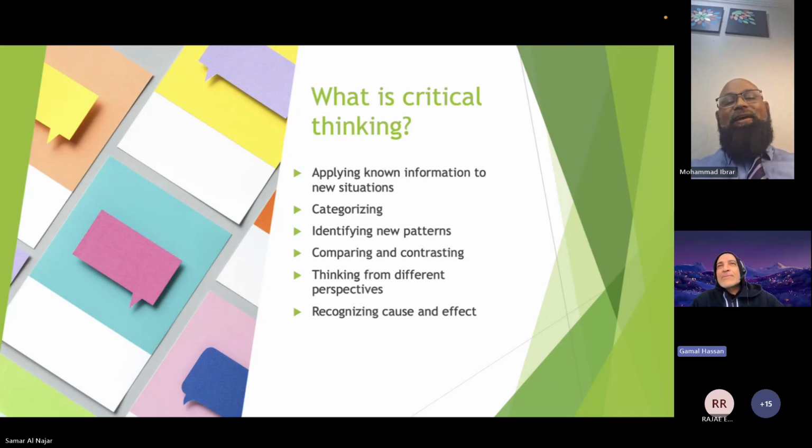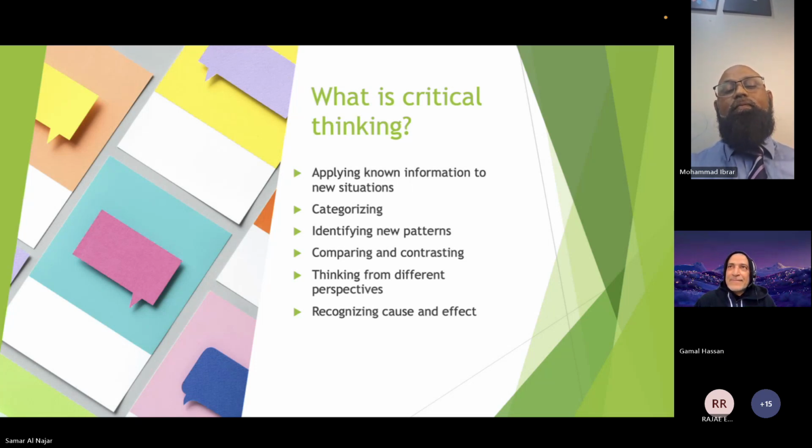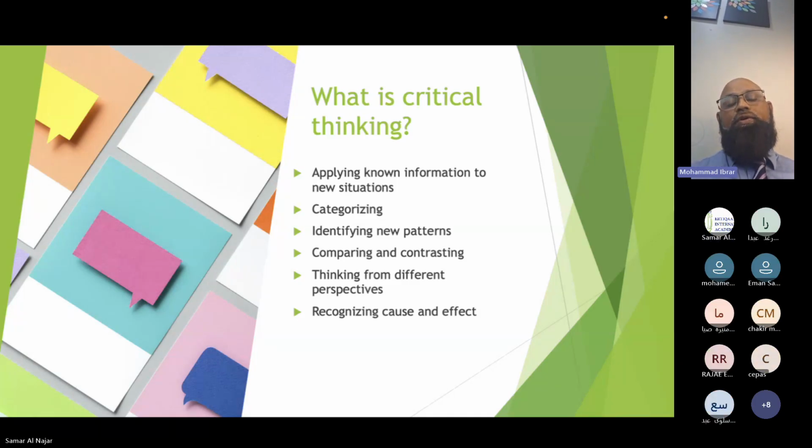As you know, critical thinking is simply thinking out of the box, as we say. And when you think of Bloom's taxonomy, you think of the three, the HOTS. So simply to analyze, and to create and see. Yeah, just an idea. Thank you for your input. Thank you. So, applying known information to new situations.